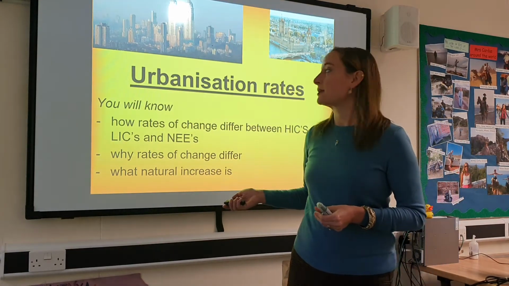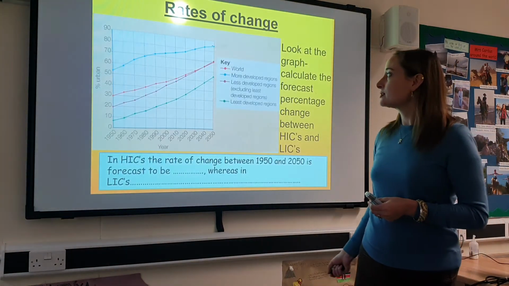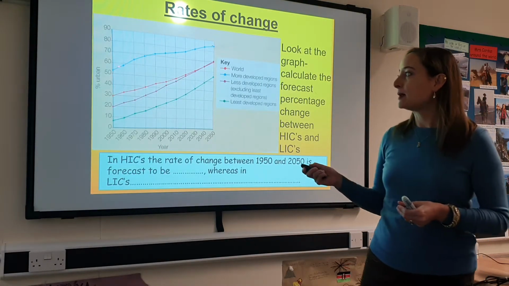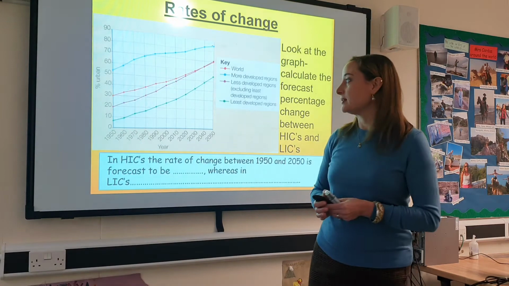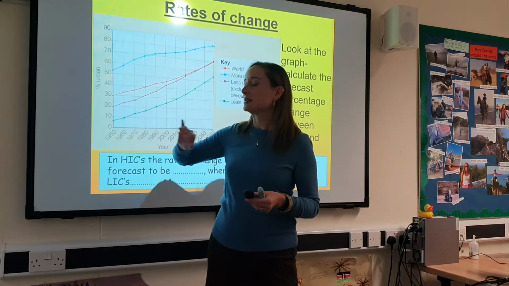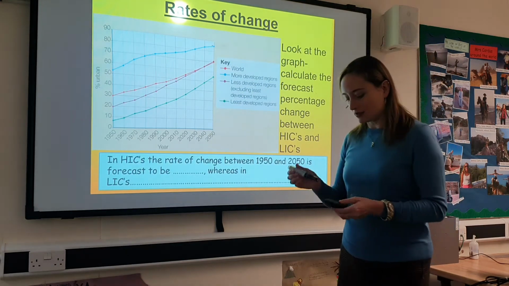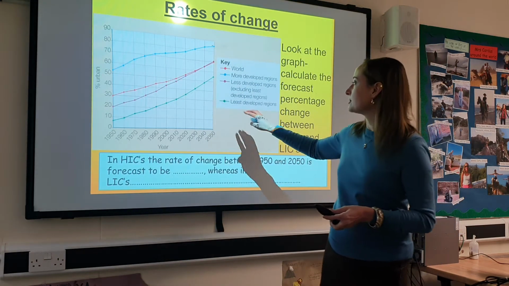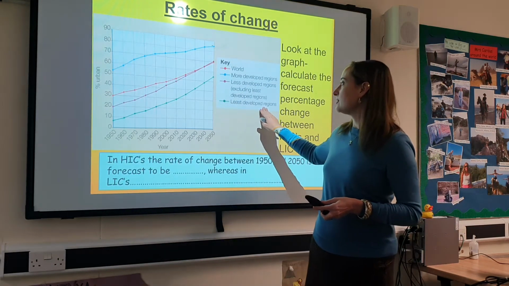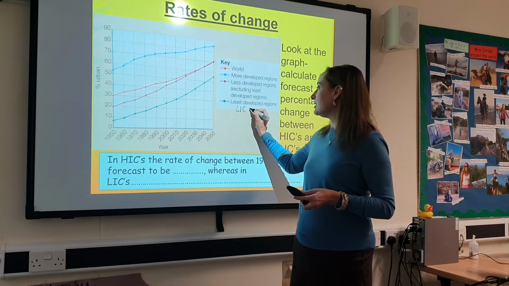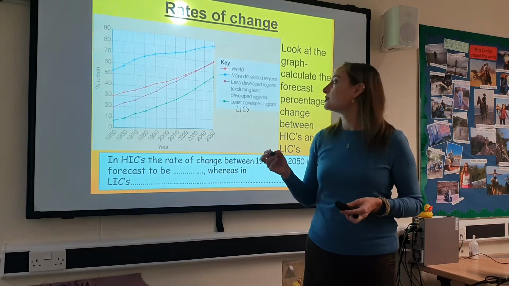So to start off with, I'm going to show you a graph. Now this graph here shows you how many people are living in urban areas. So it's done as a percentage, so it shows you the percentage of people living in cities and urban areas. Now if we have a look at this here, and I'll write on the board, so the green line is showing the least developed regions. So these are LICs, and I'm just going to write LICs on there, so LICs, low income countries.